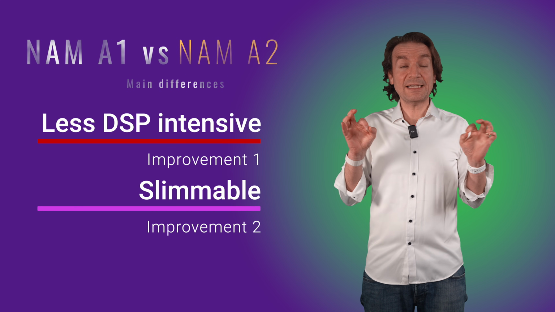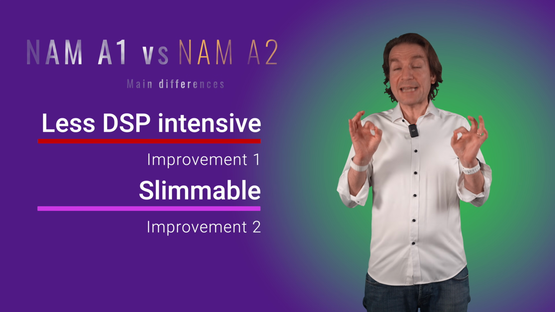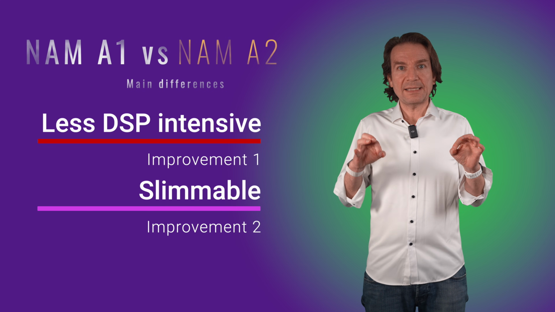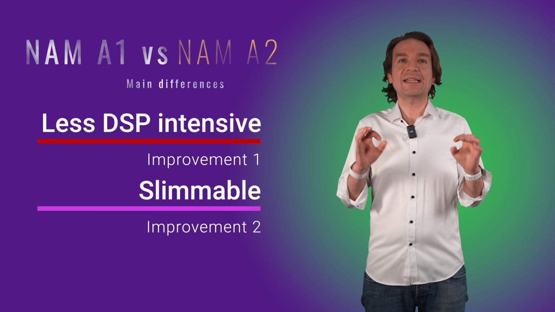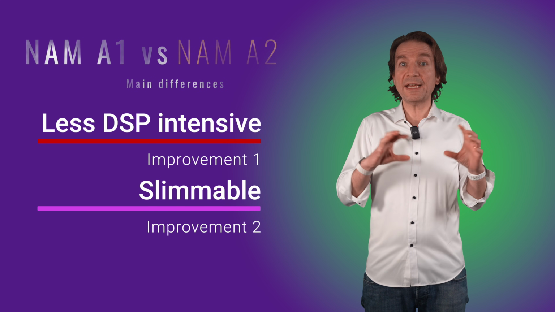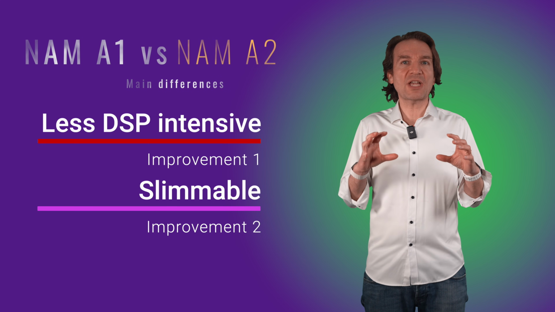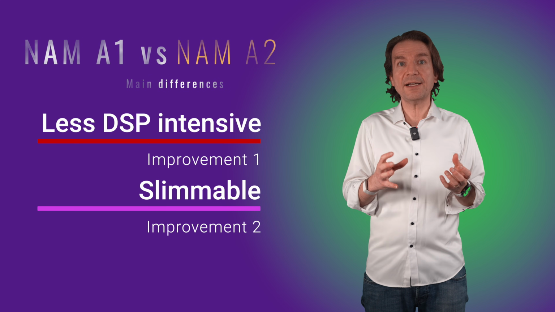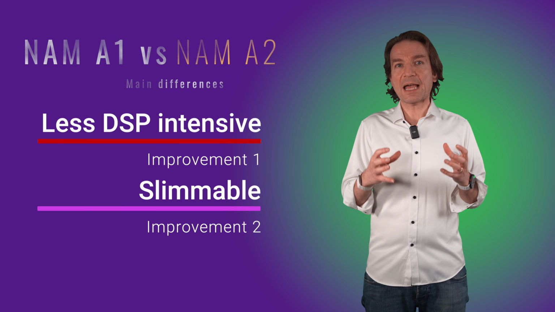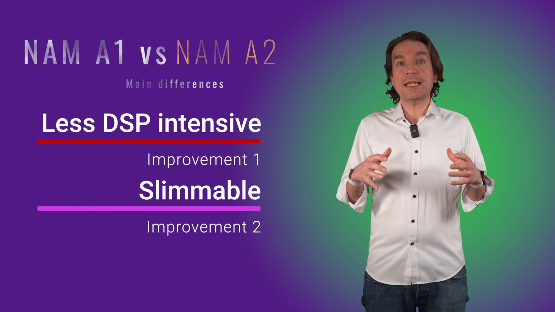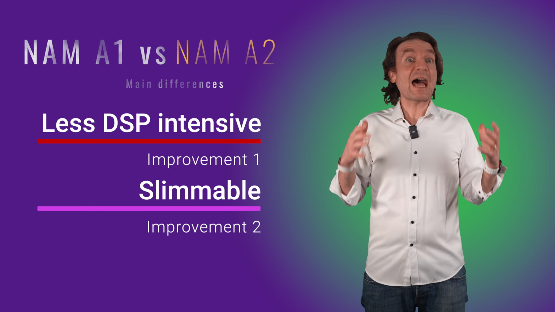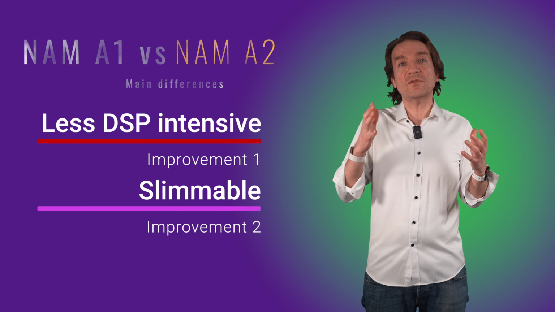Improvement 2. Slimmable NAM. NAM will be slimmable. Slimmable NAM allows a single trained model to operate at multiple widths, meaning the number of channels in each neural network layer can scale dynamically. Think of it like this. Imagine we have a highway with 16 lanes of channels.